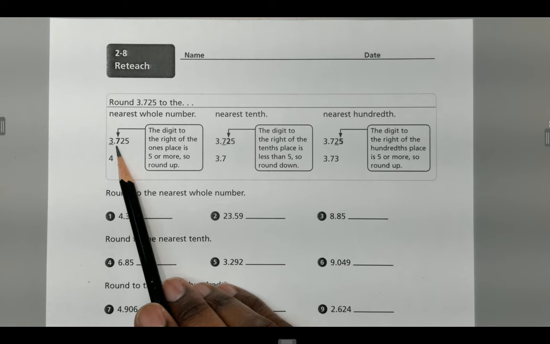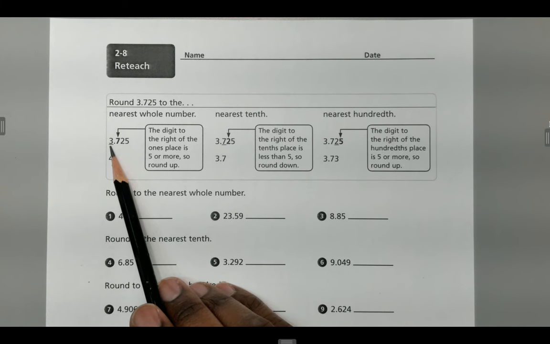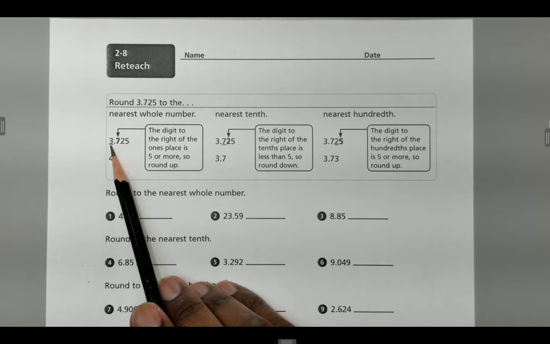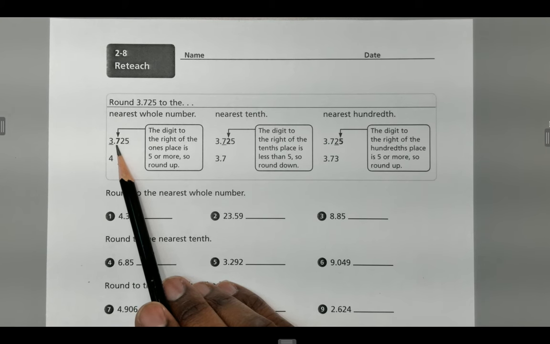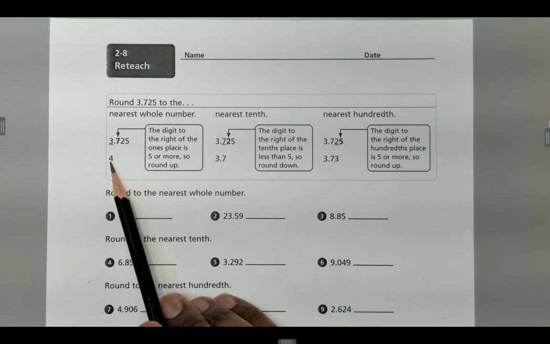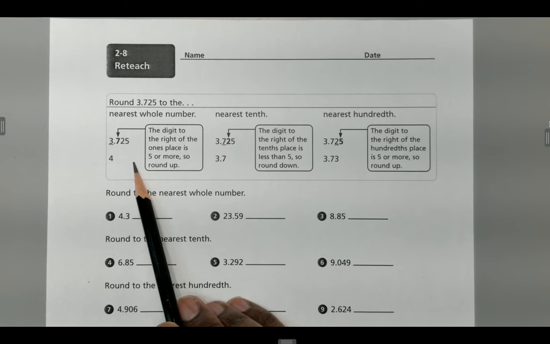However, if this digit is 4 or less, then we give the digit we've underlined a rest, which means we leave it unchanged and then drop everything else. In this case, we're underlining the 3 that's sitting in the ones place. We're looking at the digit to its right, which is a 7. This digit is 5 or more. That means we raise the score. We bump up this digit by 1. 3 becomes a 4. Drop everything else to the right.